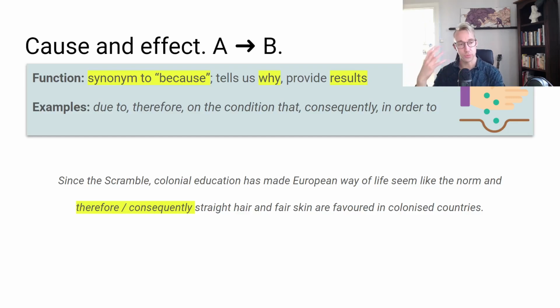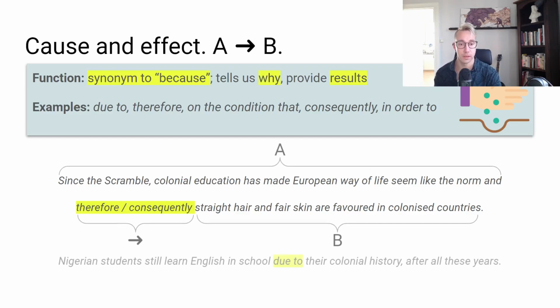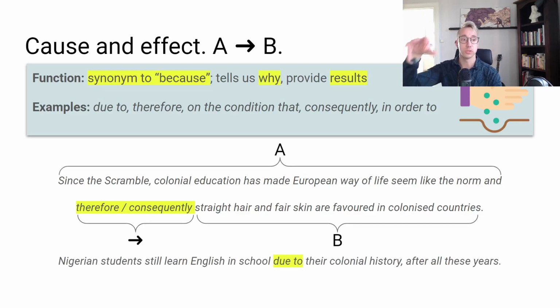And now we're looking at the reasons for it, right? We're looking back in time and saying, aha, that's why, I understand. And we could say, consequently, straight hair, fair skin, and so on. Like we saw before, we have something that leads to something else. We have a cause and an effect, the reason and why. Same thing at the bottom of the screen.